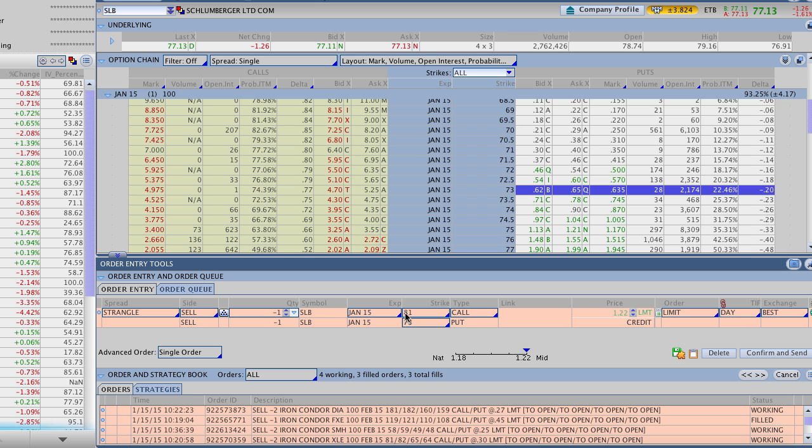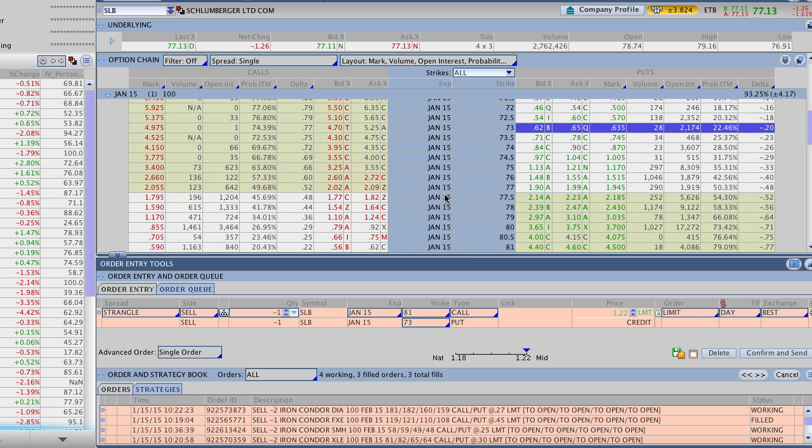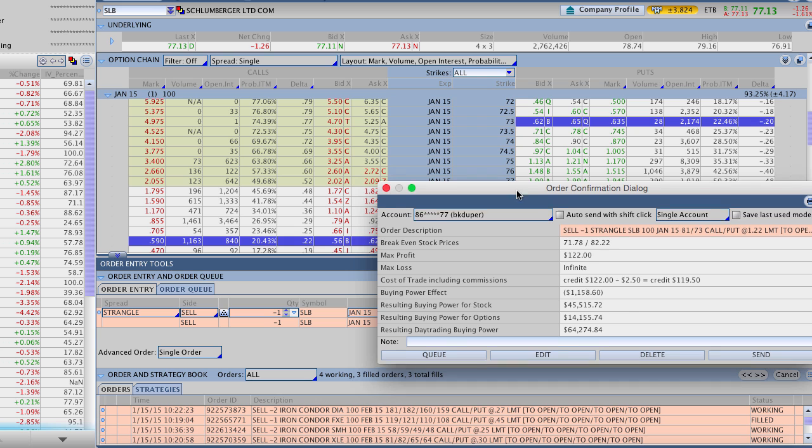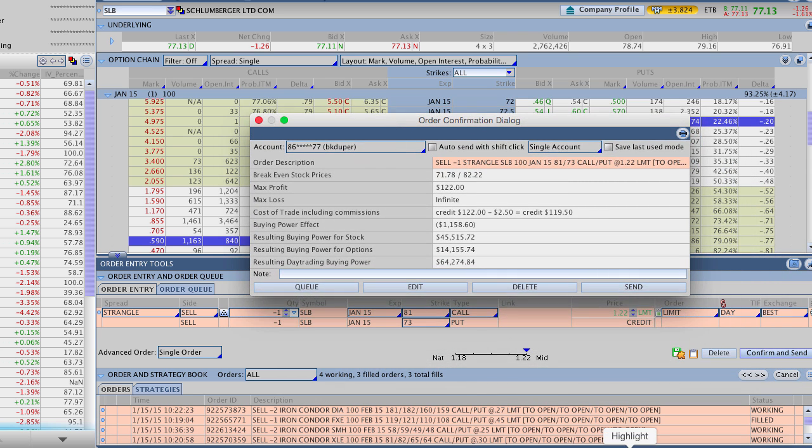Okay, so now we've done the 81 and the 73, which we have talked about here. What's great about this is that we take in another big credit of $1.22. So not as big as the straddle, but that $1.22 helps move our break-even point out even further. That $1.22 gets added and subtracted to each side, and you can see our new break-even point is 71.78 below the market and 82.22 above the market, well outside of this expected range here.